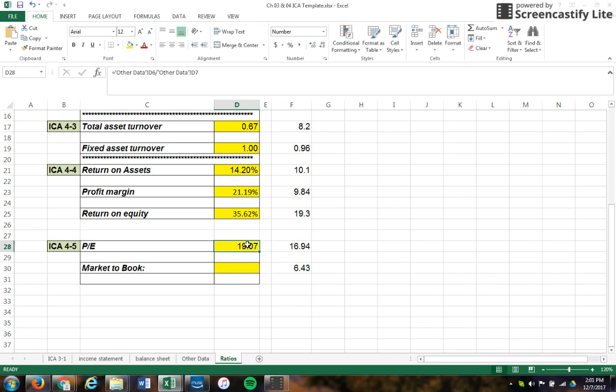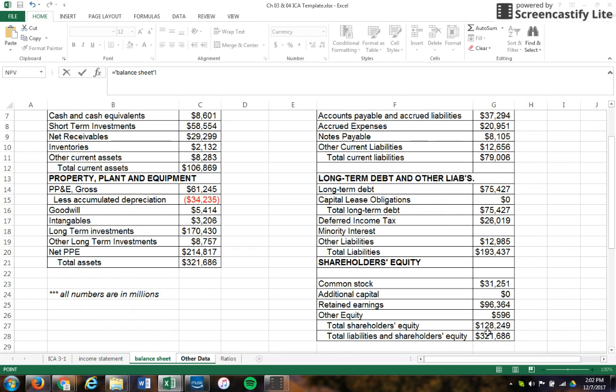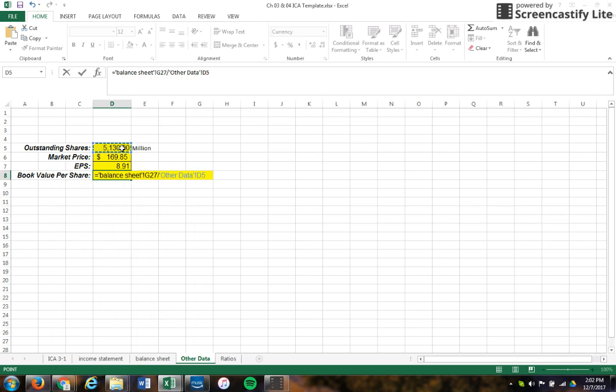So in order to find the market to book ratio, we have to find our book value per share first, because we already know our market price per share, $169.85. To find book value per share, we compare our total common equity and divide that by the number of shares outstanding. So we find our outstanding common equity on the balance sheet, our shareholders' equity of $129,249, and we divide that by the 5,130 million shares outstanding. Roughly our book value per share is about $25.